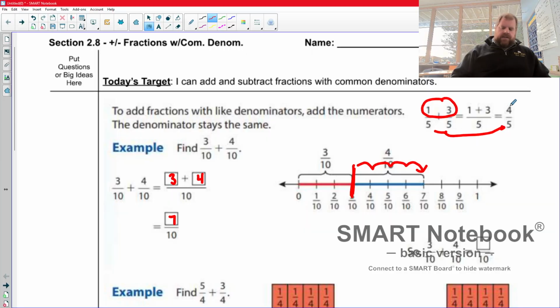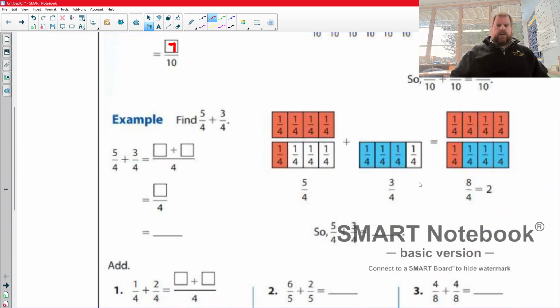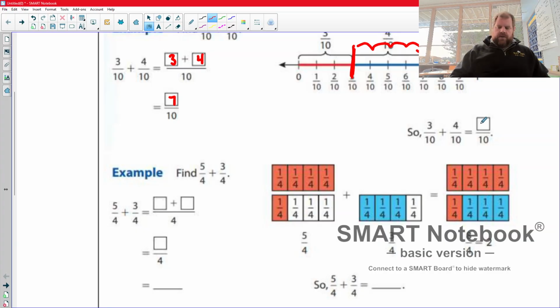I don't think that these models and diagrams for the problems do a very good job if you just think about them being completed. I think it's better to think about a visual of that actually happening, and that's what makes it the most helpful. And then down here, 3/10 plus 4/10 is 7/10.